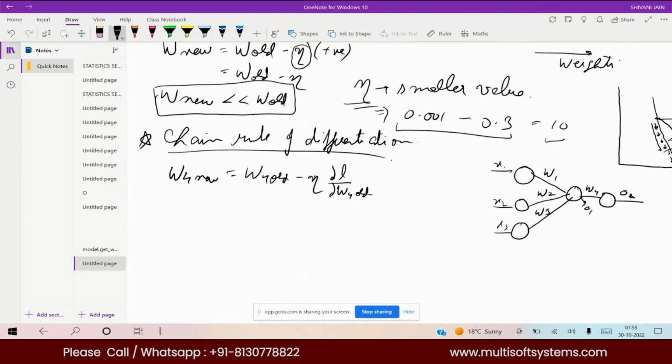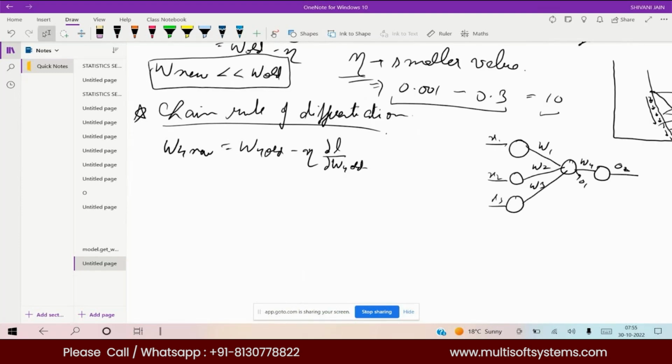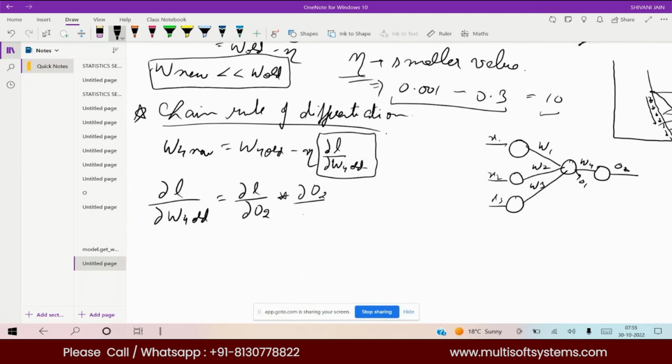The chain rule of differentiation says, if you have to calculate this thing, derivative of loss divided by derivative of W4 is equal to derivative of loss divided by derivative of O2, multiplied by derivative of O2 divided by derivative of W4. You want to calculate the slope. Derivative of loss is dependent on O2, whatever output is coming from here, and this O2 is dependent on W4.